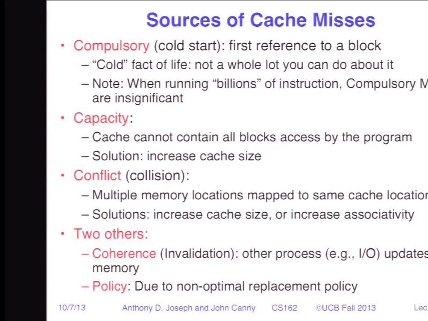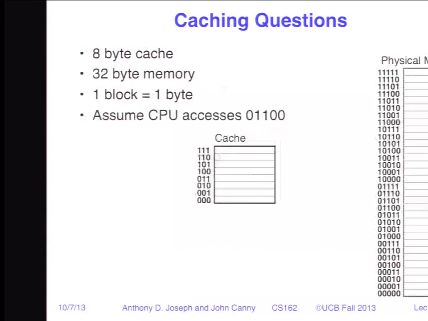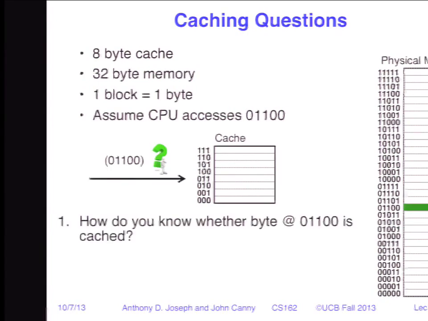So there's a bunch of questions we can ask when we have a cache. So let's say we have an 8-byte cache here. We have a 32-byte memory, and our block in this case is going to be 1 byte. Right? So our unit of transfer from memory into the cache is going to be just 1 byte. We're going to assume the CPU accesses the following locations: 0, 1, 1, 0, 0. So the first question we want to ask is, is that byte cached?